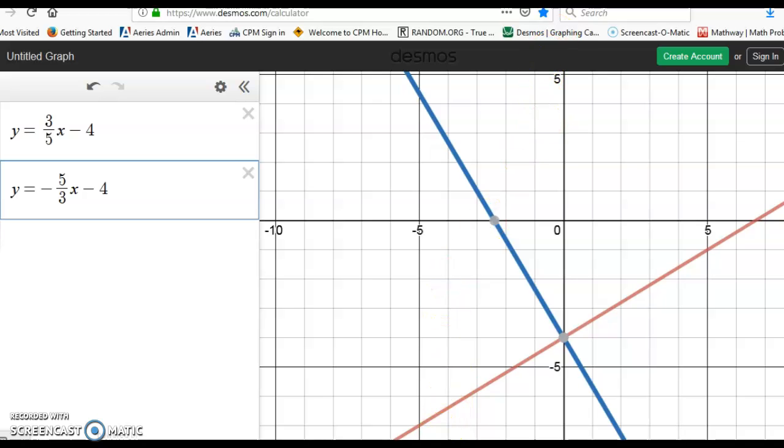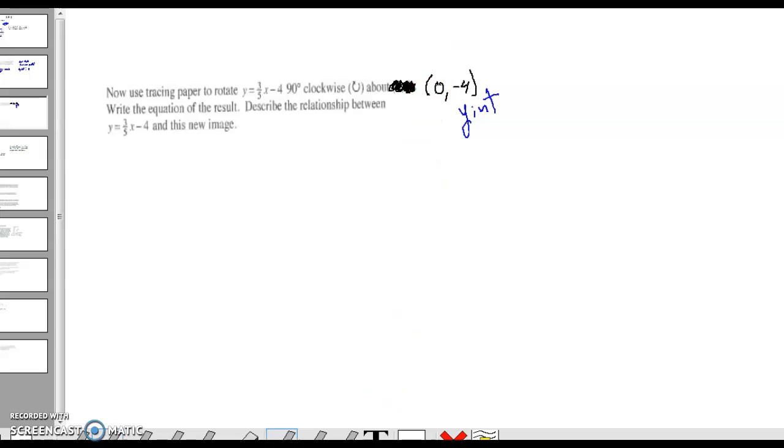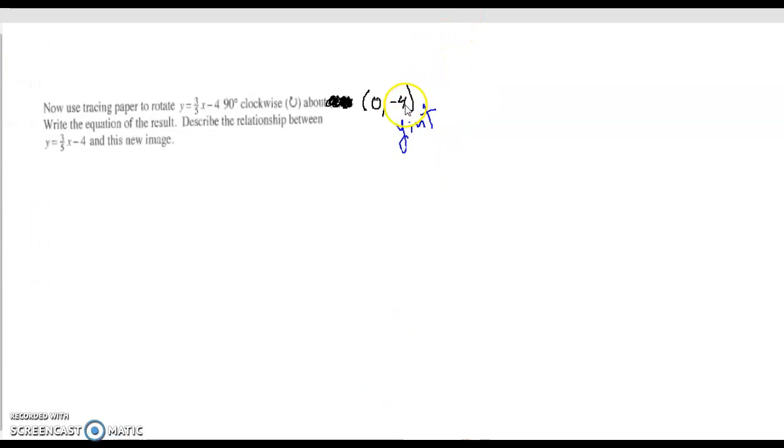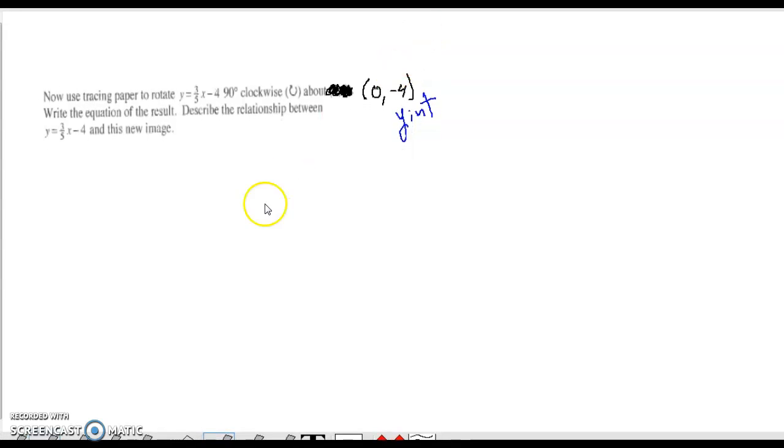Now, the most important other part to this is right here. So we want to know, describe the relationship between these two lines. What we should have said is that it actually seems to be perpendicular. Okay, these are actually perpendicular lines. So go ahead and make sure that you write this down.